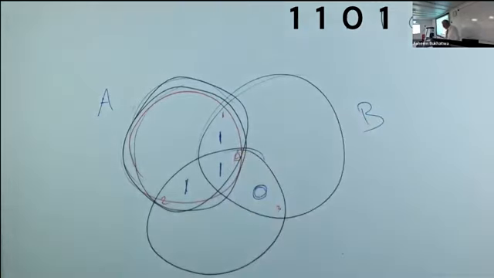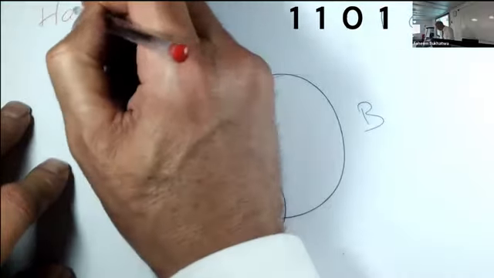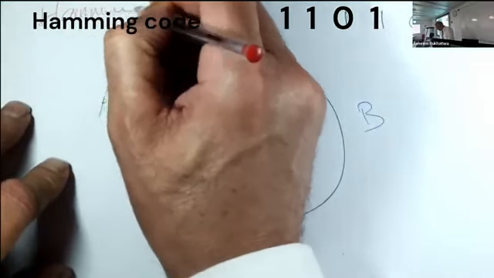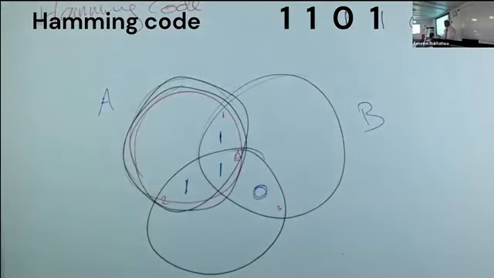Now let's look at every group of bits that fall in one area independently, and see if we can work out a parity system for them. Like every parity system, it can be odd or even. So this is Hamming code, error detection and correction.